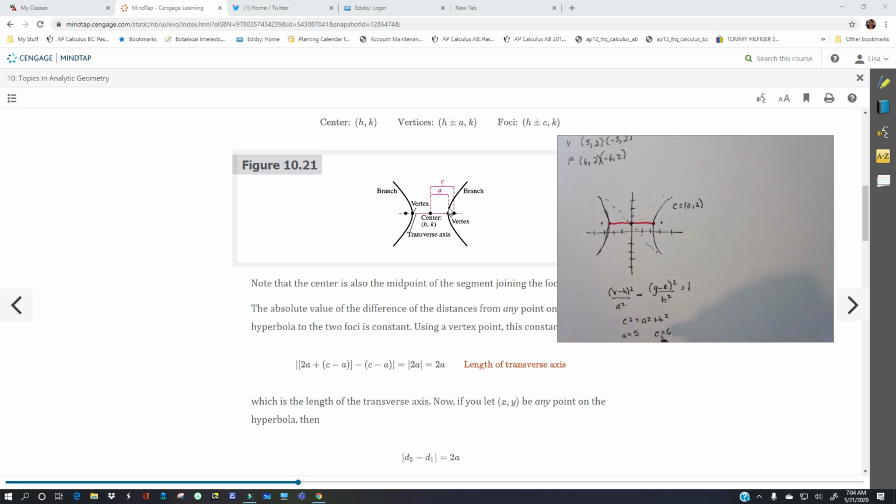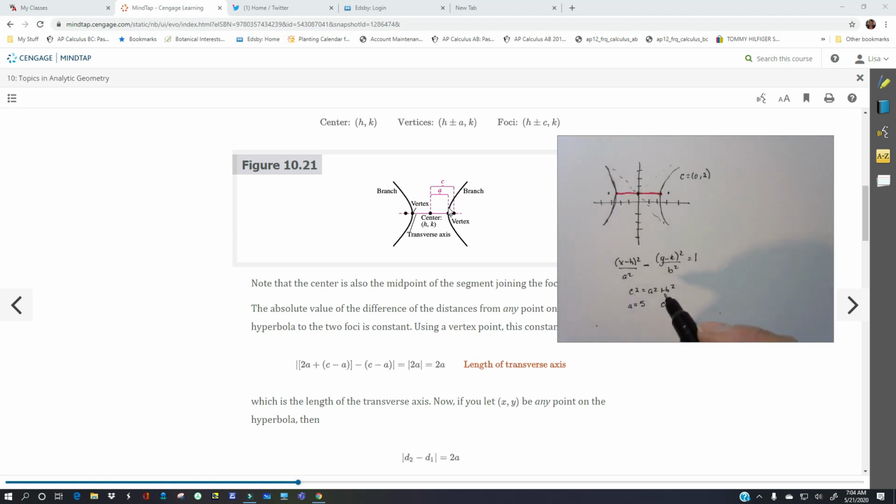I can find b by using this little formula. So what I have is 36 is equal to 25 plus b squared. If I subtract 25 from 36, I get that. That's a 9, I think, right? 9 is equal to b squared. This looks like b is, no, 36 minus 25 is 11. So b squared is 11, and b is equal to root 11.